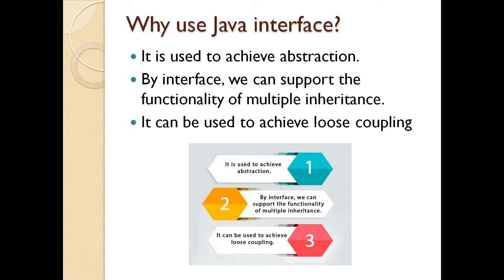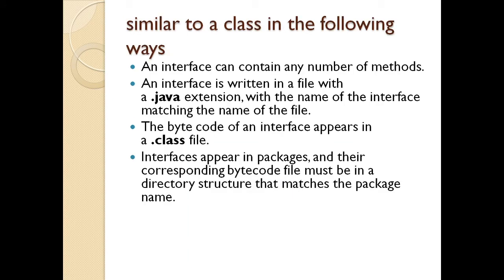An interface is similar to a class in the following ways. An interface can contain any number of methods. An interface is written in a file with a .java extension, with the name of the interface matching the name of the file. The bytecode of an interface appears in a .class file. Interfaces appear in packages, and their corresponding bytecode file must be in a directory structure that matches the package. So these are the points in which an interface is similar to a class.